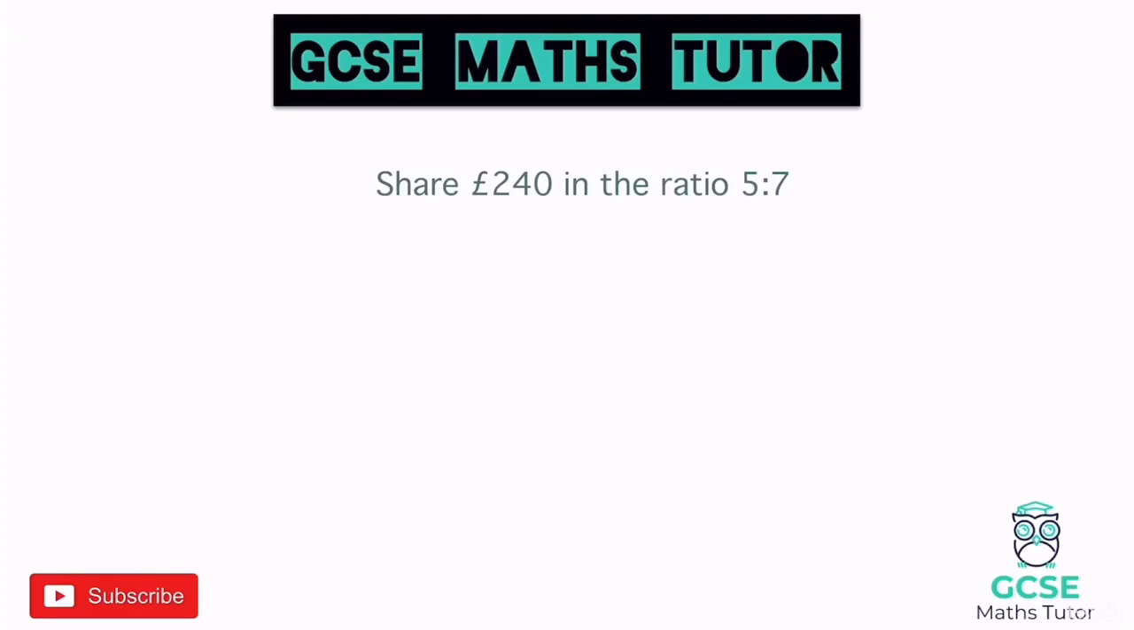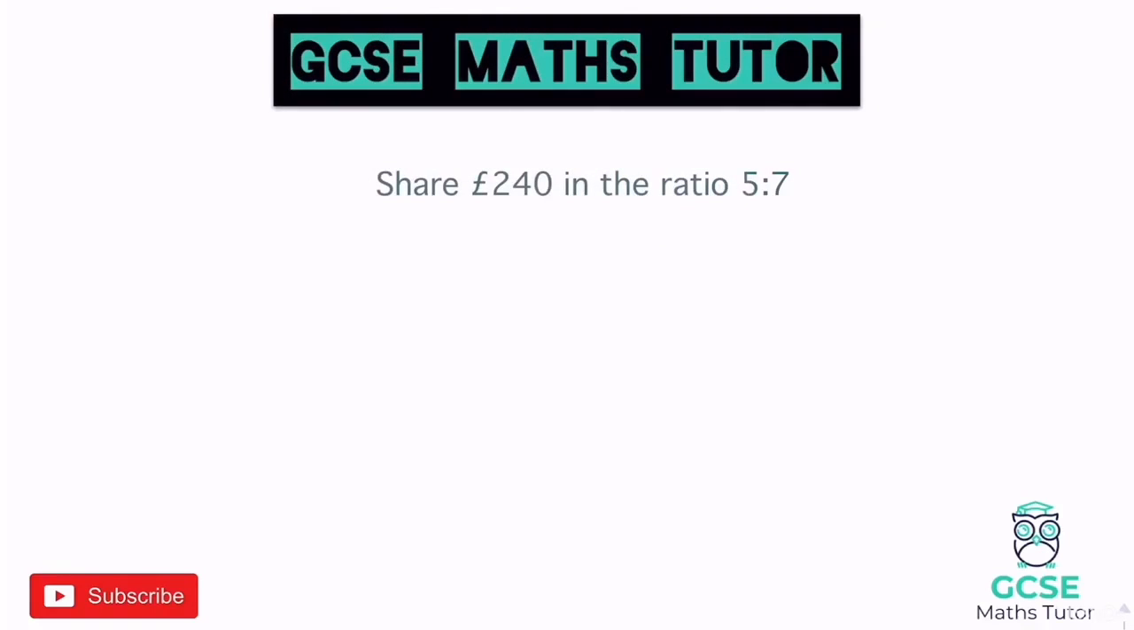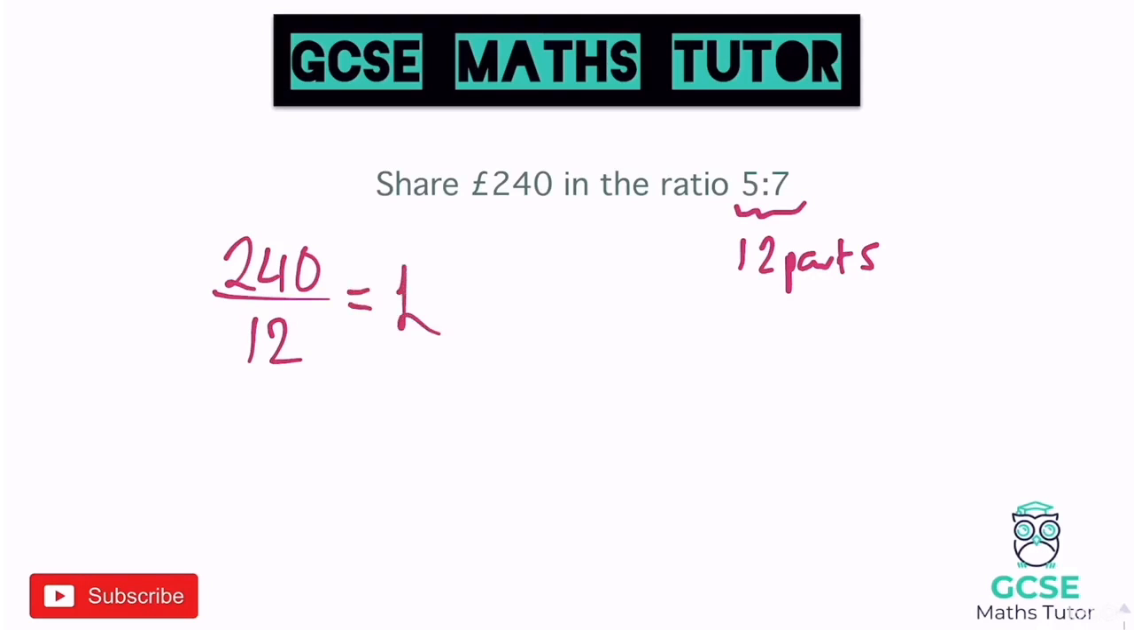Okay, so share £240 in the ratio 5 to 7. So if we're splitting this in a ratio, let's have a look. We've got in total here 5 plus 7 equals 12 parts. Okay, so if we split this into 12 parts, we could do 240 divided by 12. And 240 divided by 12 is 20. So in each part there's £20.